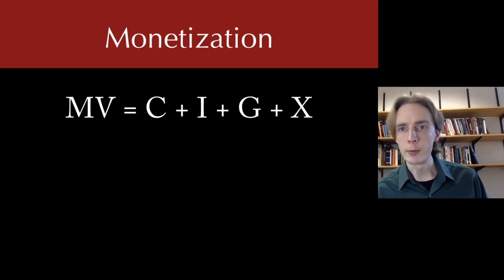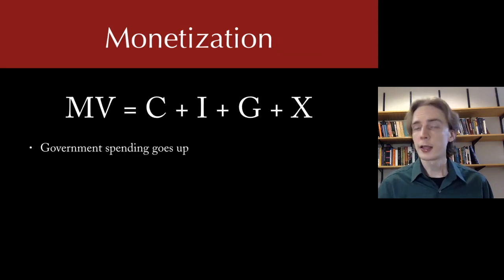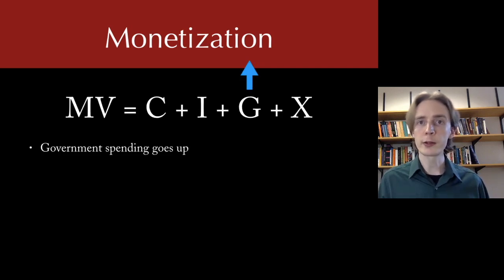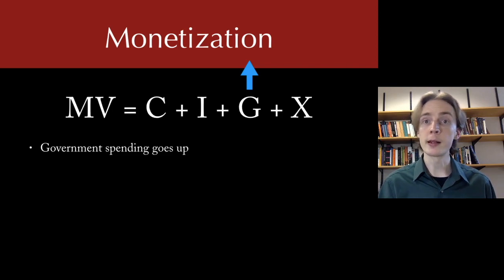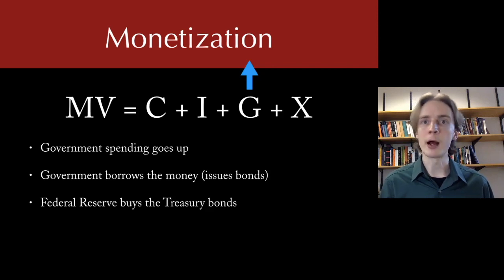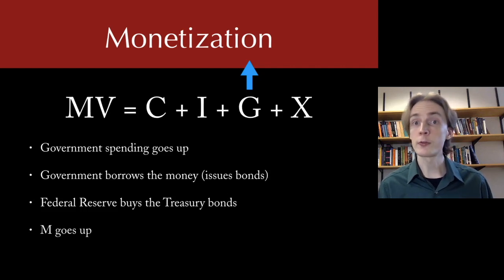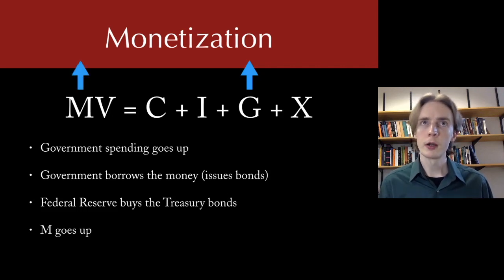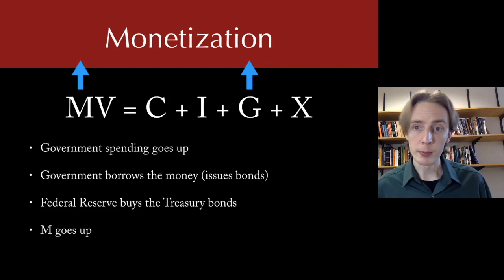How about this last one, monetization? Again, we start with government spending going up, but now the government wants to monetize that increase in spending. So what it does is it borrows the money, it issues the bonds, but rather than selling them on the open market, it has the central bank buy them. And so what you're essentially doing is you're expanding the money supply in order to finance government spending. So the money supply is going to go up.